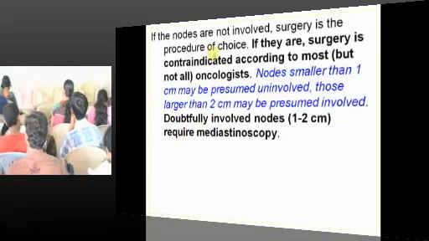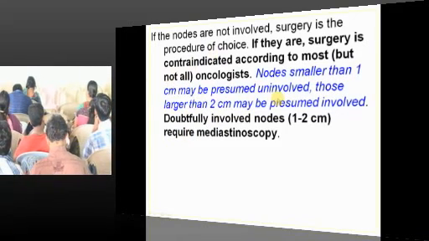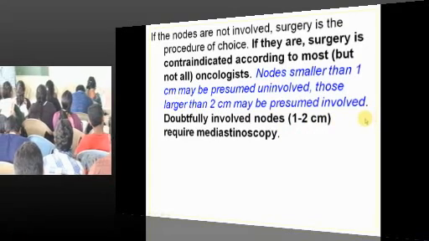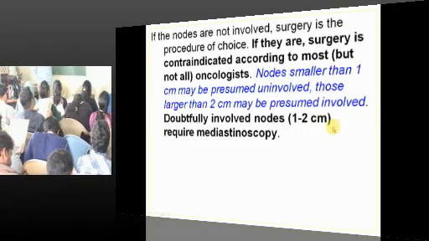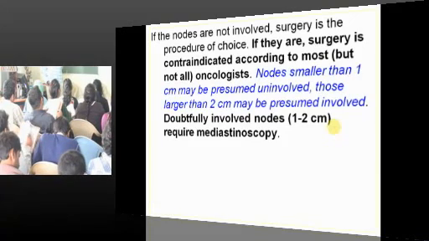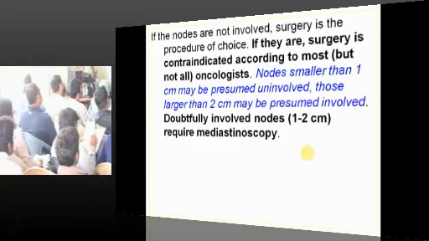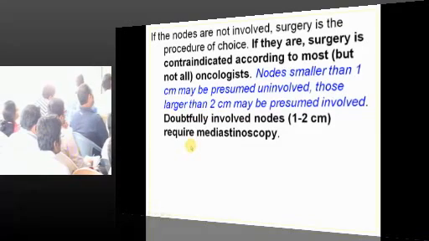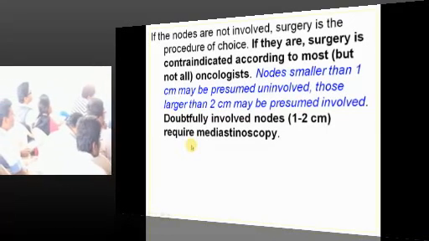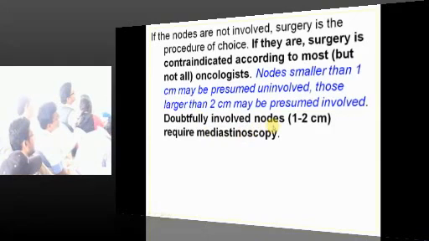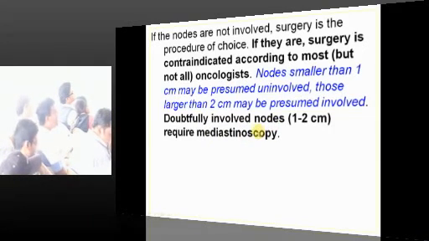Nodes smaller than 1 centimeter can be presumed uninvolved. Larger than 2 centimeters are presumed to be involved. For 1 to 2 centimeters, you are not sure whether she will accept the biopsy or not. What will you do? You need to propose and run away. So they require mediastinoscopy, the 1 to 2 centimeter ones.